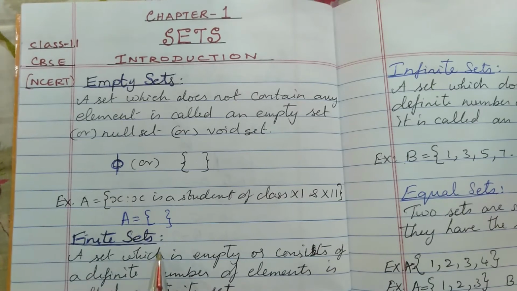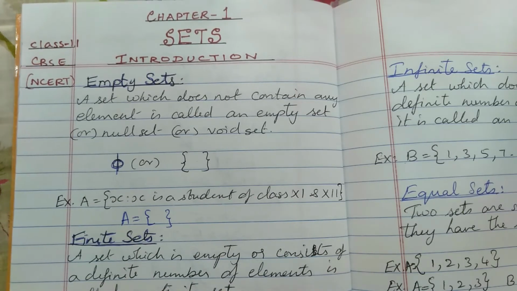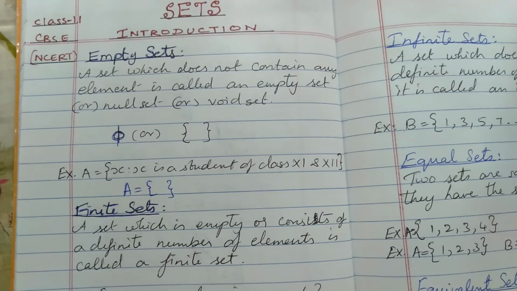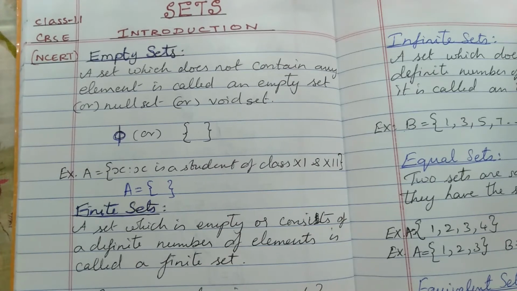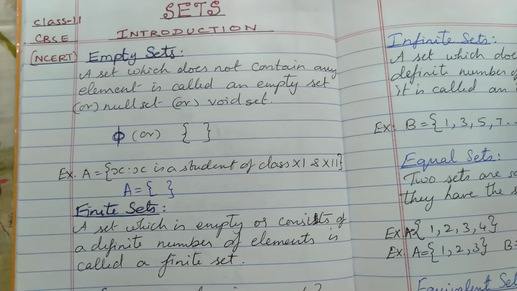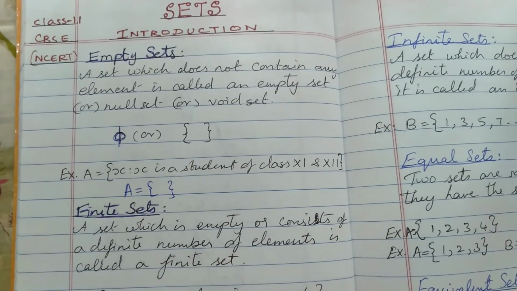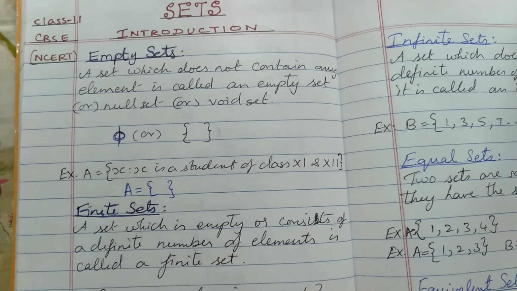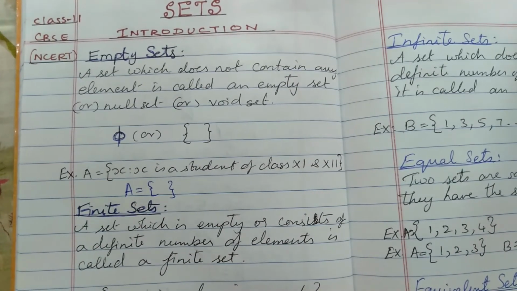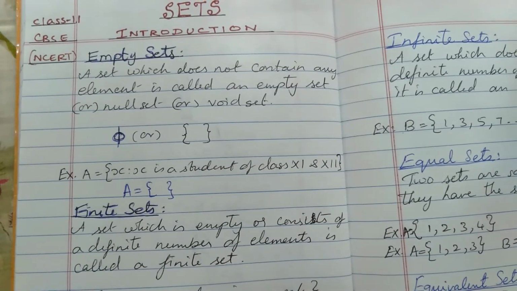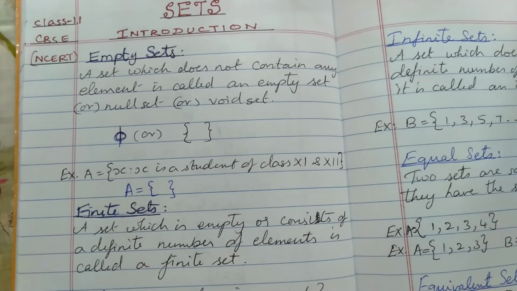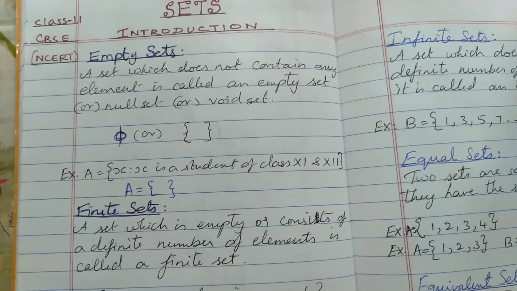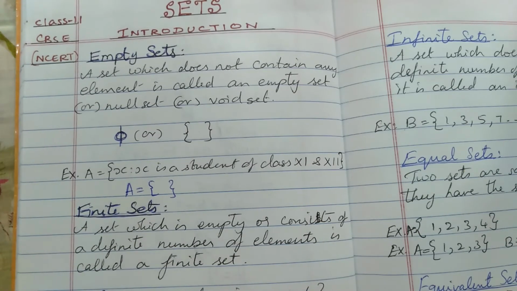The next one is finite sets. A set which is empty or consists of a definite number of elements is called a finite set. This is very simple. You have already seen this in the last few videos. For example, if you have set A, X such that X is a day in a week. What does this mean? A is equal to, then you can mention all the days in a week. Sunday, Monday, Tuesday, Wednesday, Thursday, Friday and Saturday. So you have only 7 days in a week. So it is definite. So this means that this set is a finite set.